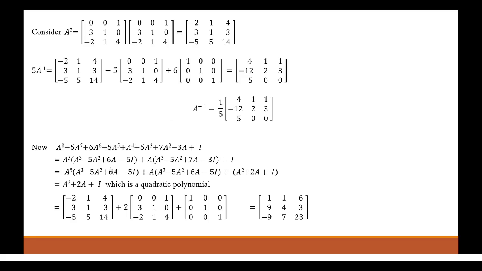Then take the given equation. For this equation, A power of 8 is there. Substitute here, plus take A common, then substitute here plus I. On simplifying these equations we get A square plus 2A plus I, which is the quadratic polynomial. Here substitute A square plus 2A plus I. Finally we get this answer.